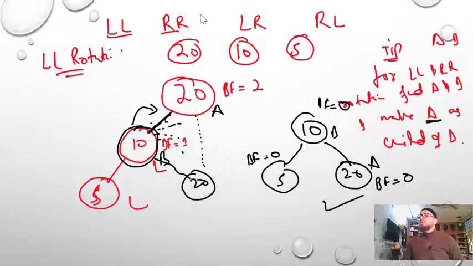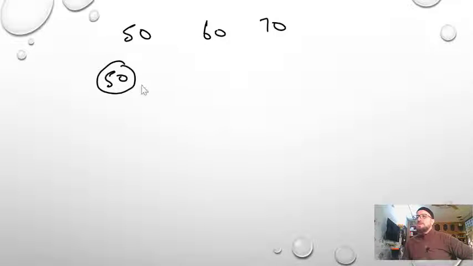Now let us go for the right rotation, which will be the same. Say for example, we got 50, 60 and 70. So this is my 50, the 50 comes here. What is 60? 60 is greater than 50, it has to be on the right of it. What is the balance factor? Balance factor here is 1, this is 0 minus 1, that is -1. 60's balance factor is 0.